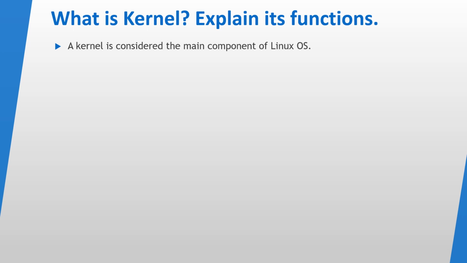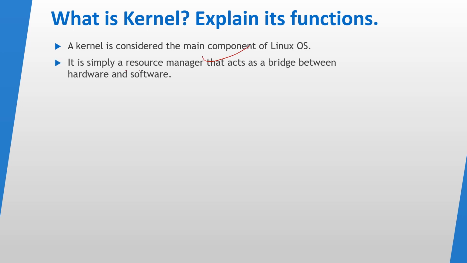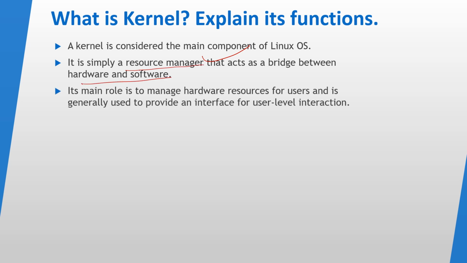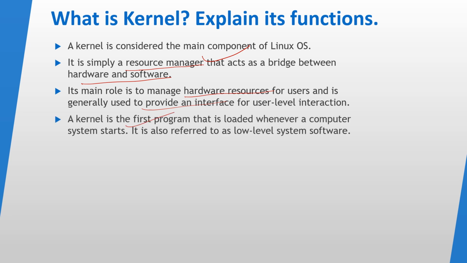So let's see what is kernel. A kernel is the main component of Linux. It is simply a resource manager, a bridge between hardware and software, as we discussed. Its main role is to manage hardware resources for users and is generally used to provide an interface for user level interaction. A kernel is the first one that is loaded whenever a system starts. It is also referred to as low level system software.